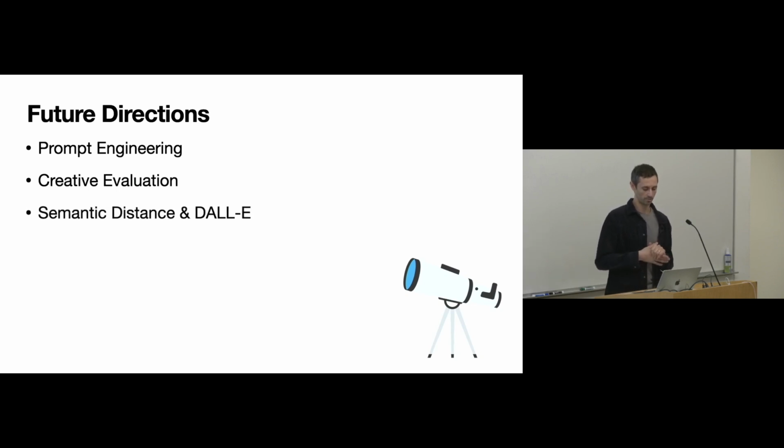Lastly, we're working on a project currently exploring how semantic distance may relate to AI-generated artwork. So we're exploring, for example, the extent to which the semantic distance of the prompt for DALL-E 2 might predict the creative quality of the resulting artwork.